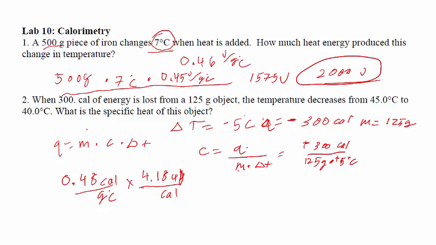And that is 2.0. It's 5, so it's 2 sig figs. 5.0 degrees is what's limiting the sig figs, so it's 2.0 joule per gram degree Celsius. Okay, let's keep going.